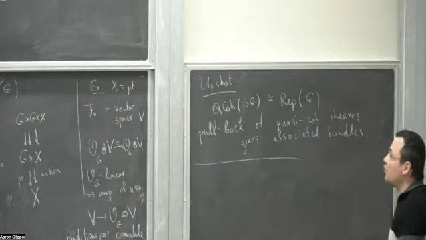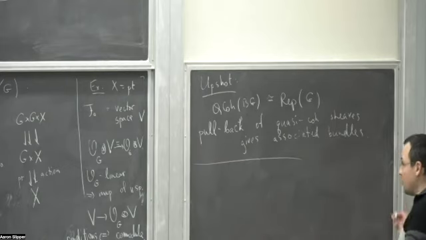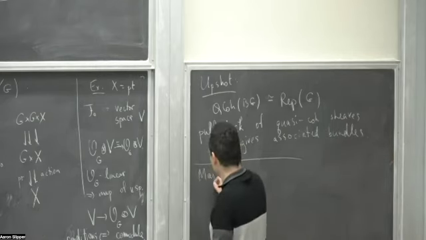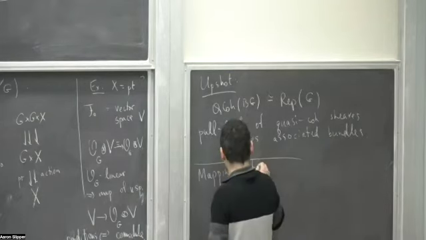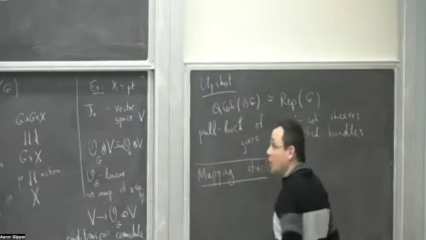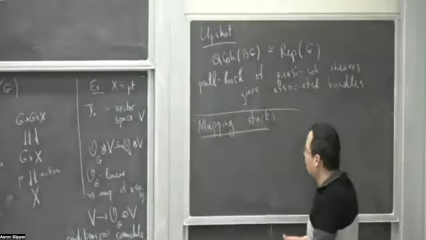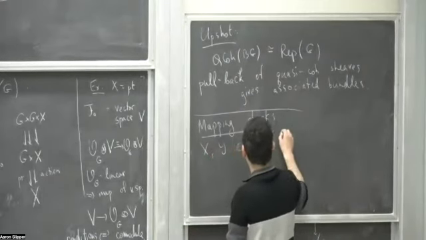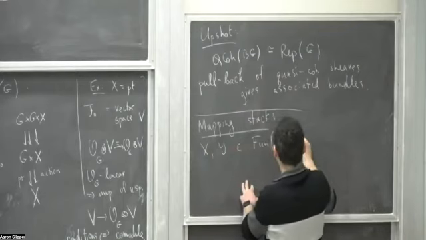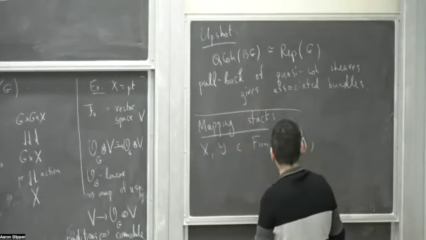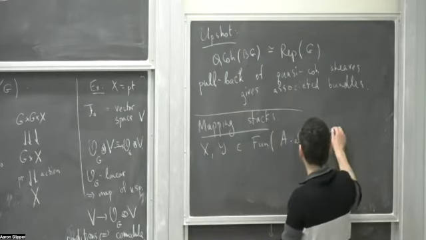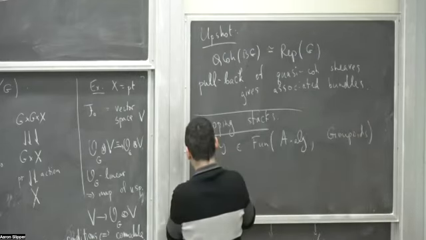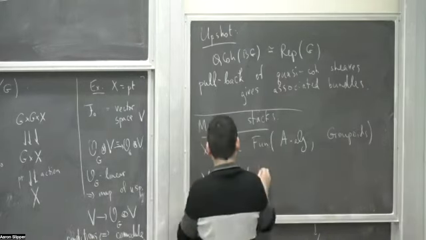The other advantage of this functor point of view is that you can do various operations. So for instance, there are these things called mapping stacks, which are not in general X, Y, I don't know, functors from A algebras to groupoids that can form a kind of internal maps. That's Y.